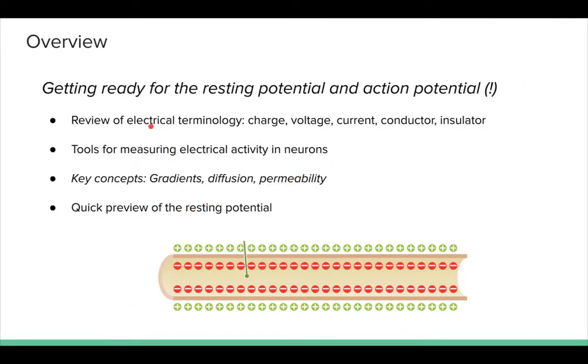So what are we going to do today? We are going to review basic electrical terminology. We're going to talk briefly about the tools that are used to measure electrical activity in neurons. We're going to go over some key concepts, and these are probably the most important preparatory concepts that we need. And finally, we're going to pull these concepts together and do a quick preview of the resting potential itself. We'll go over some of these things again in next week's unit when we talk in detail about resting potential and action potential, but what I want to do here is lay the groundwork for that.